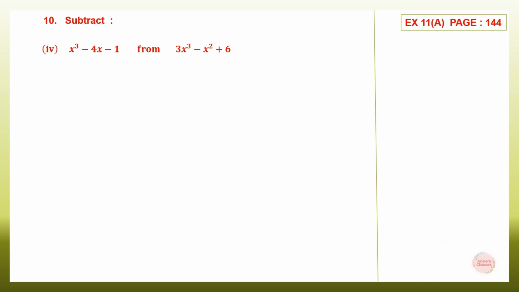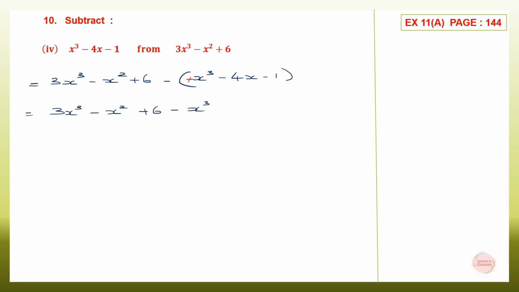Question 4. So here we have to subtract this polynomial from this. That means this has to come first. So let's write that. So that will be 3x cubed minus x square plus 6 minus, let's put that in brackets, x cubed minus 4x minus 1. So let's remove brackets now. 3x cubed minus x squared plus 6 remains the same. Since you have minus before the bracket, the sign of all these will change. So this is plus, it's understood. So now it will become minus. Minus x cubed. Then this becomes plus 4x and plus 1.